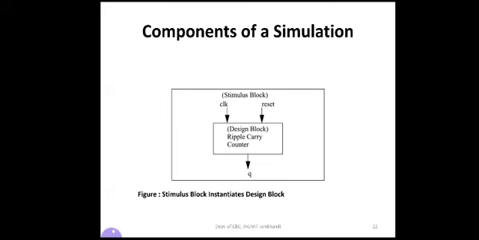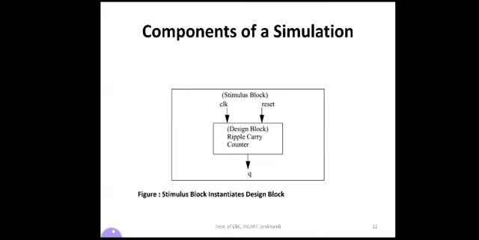Here the stimulus block becomes the top level block. Remember, the design block is not the top level block; the stimulus block itself is the top level block to test the design. It manipulates signals. In this example, it manipulates clock and reset, because clock and reset are the inputs, and it checks and displays the output signal Q, as Q is the output signal of the design block, the ripple carry counter.